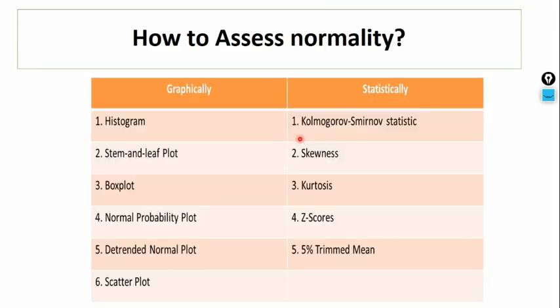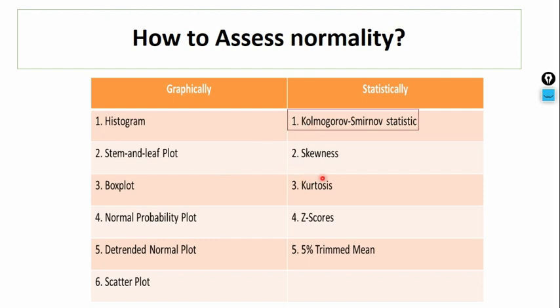How to assess normality? There are two types of methods: graphical and statistical. Graphical methods include histogram, stem and leaf plot, box plot, normal probability plot, detrended normal plot, and scatter plot. Statistical means applying a test: Kolmogorov-Smirnov statistics, skewness, kurtosis, z-score, 5% trimmed mean. Yes, by drawing a graph or performing a test, we can know about the normality of our data set.